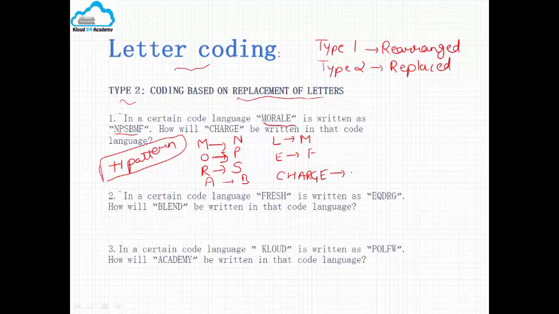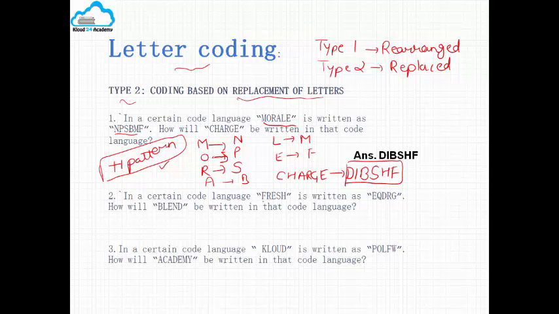CHARGE. So what comes after C? D. After H, I. After A, B. After R, S. After G, H. So DIBSHF is the answer. Here the +1 pattern was followed. Let's look at the next question.